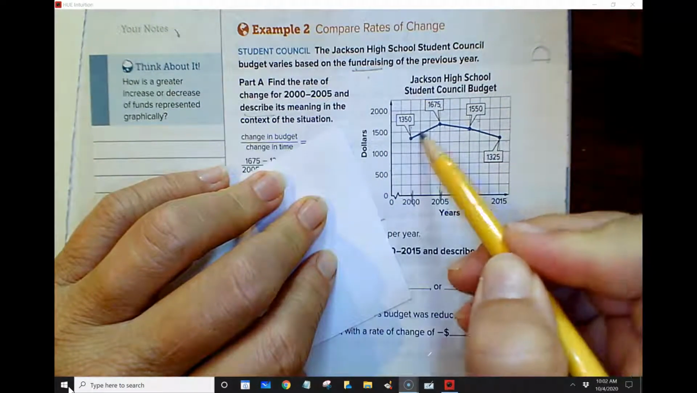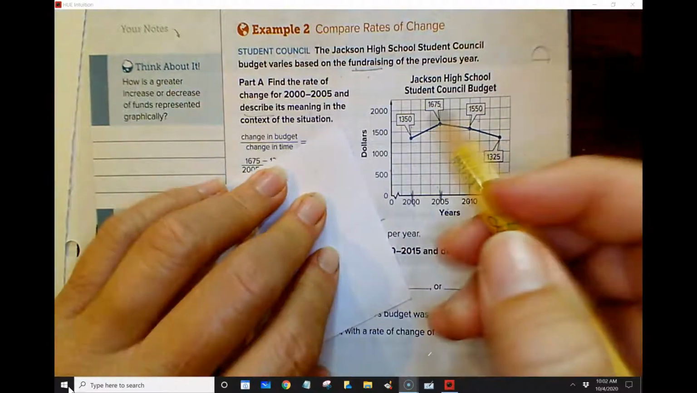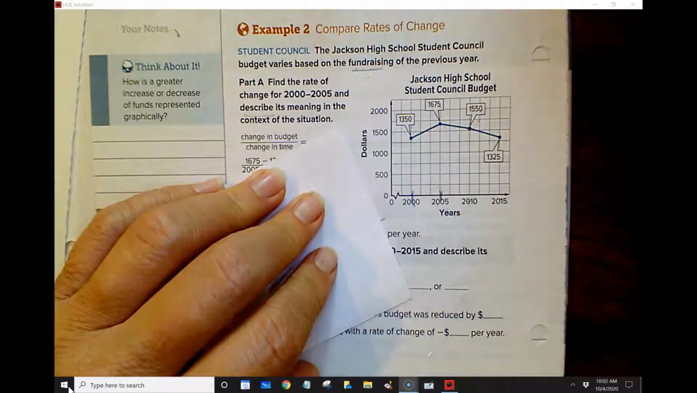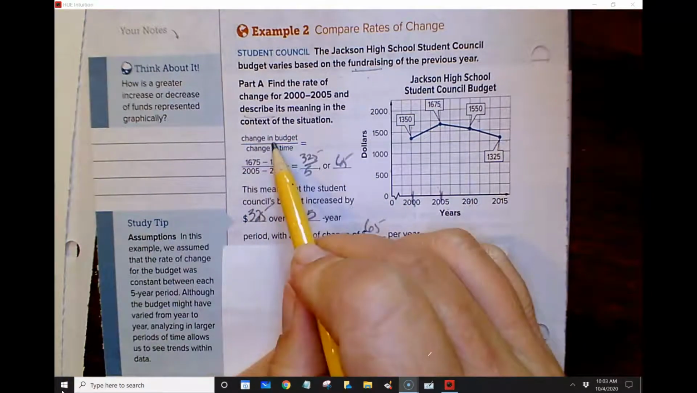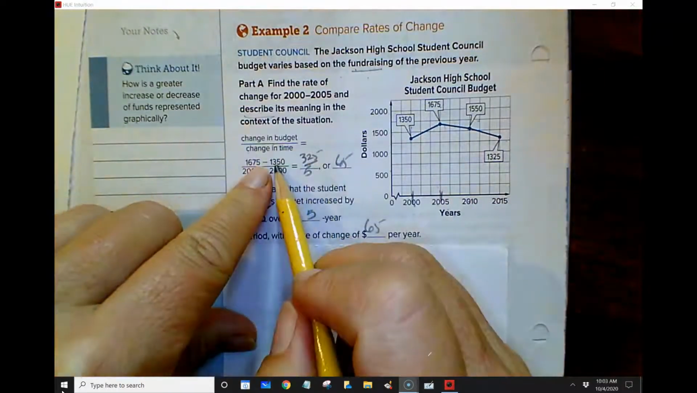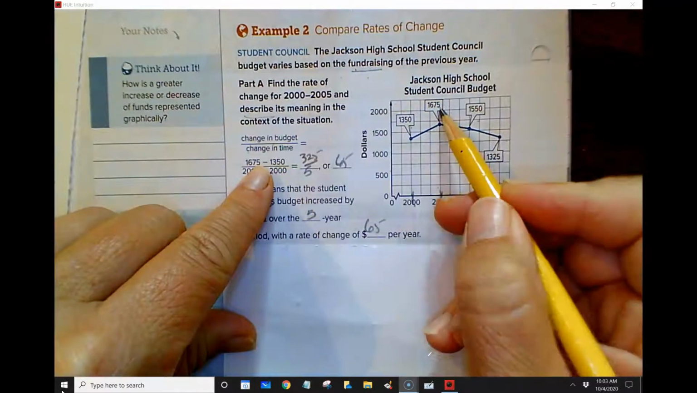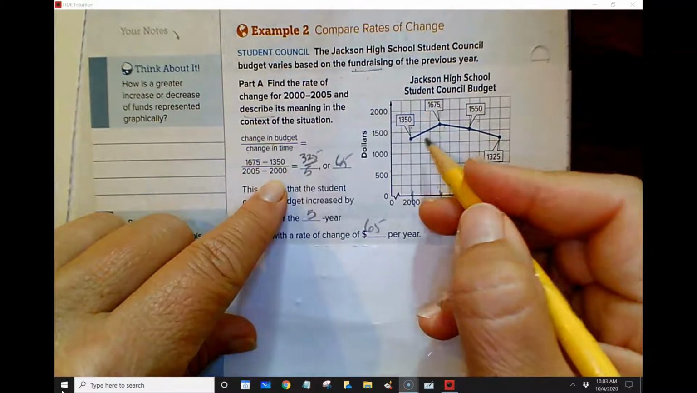Increased. We had good money coming in, and our fundraising efforts have decreased over time. Now, fill in what you know. Press pause and fill in what you know. So if I look at the change in budget, here's my budgetary change. It's $325: $1,675 minus $1,350, over 2005 and 2000.